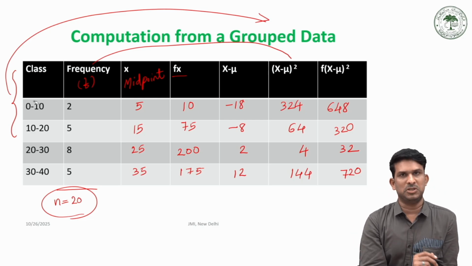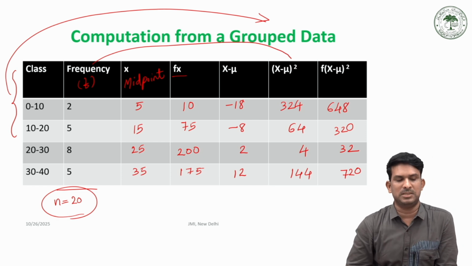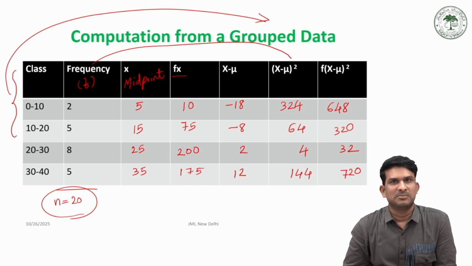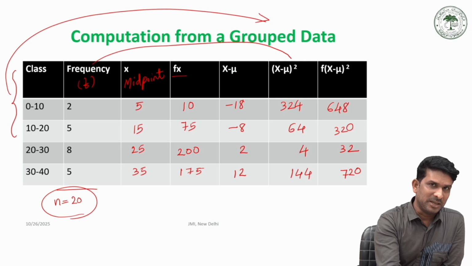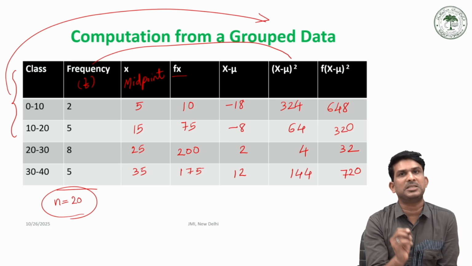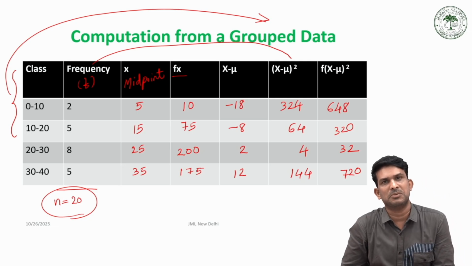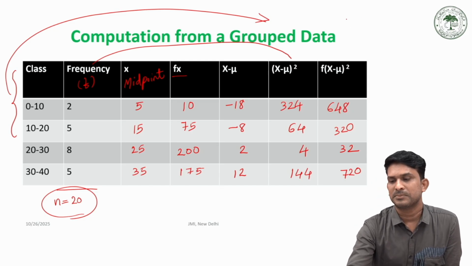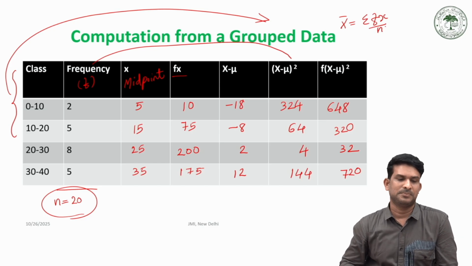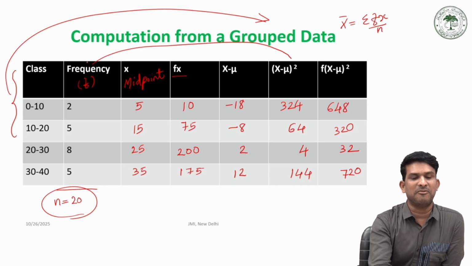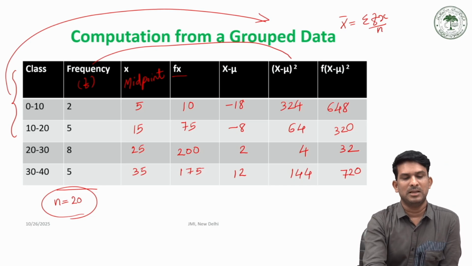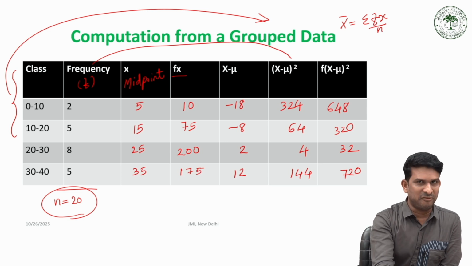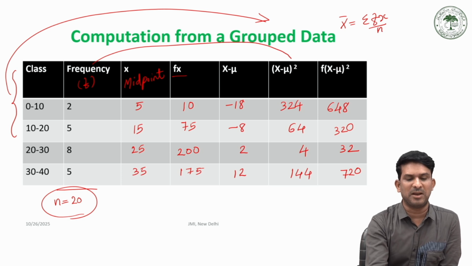We have a frequency distribution, we have frequencies. What we have to do is identify the arithmetic mean of this frequency distribution. What is arithmetic mean? Arithmetic mean x bar is sigma fx by n. So we have to identify the x, that is the midpoint. Then only we will get fx. So f is frequency, x is midpoint, fx.